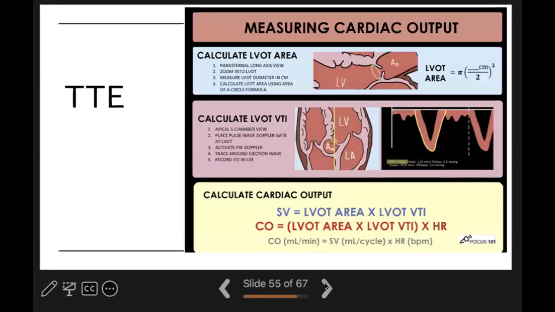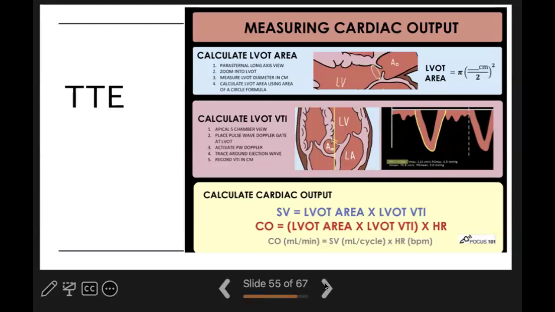So the first non-invasive method which we can use is the transthoracic echo. If the window is good, we will be able to definitely find out the left ventricular outflow tract area, where it uses the same formula as esophageal echo. You have to go to the parasternal long axis view, and you can get into the left ventricular outflow tract. Just below the outflow tract, you measure the diameter in centimeters, and you can apply it in the formula to get the LVOT area.